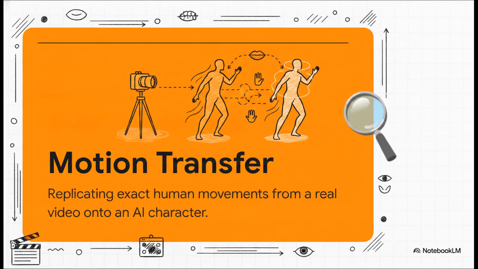Now, what's really interesting about this slide is the concept of motion transfer. This is the ultimate cheat code for realistic movement. It means replicating your exact hand, body, and lip movements from a real video right onto your AI character. By setting up a camera and physically acting out a scene yourself, you force the AI to match your exact performance. It completely eliminates that floaty, weird, robotic AI movement because the foundation is entirely human.